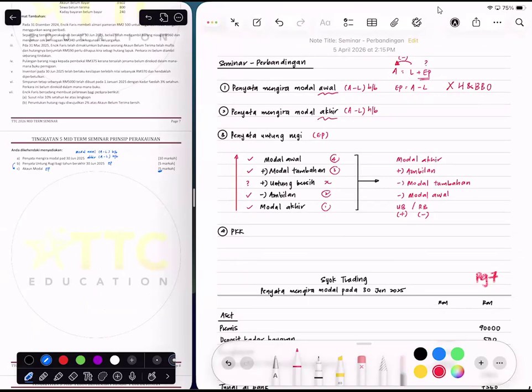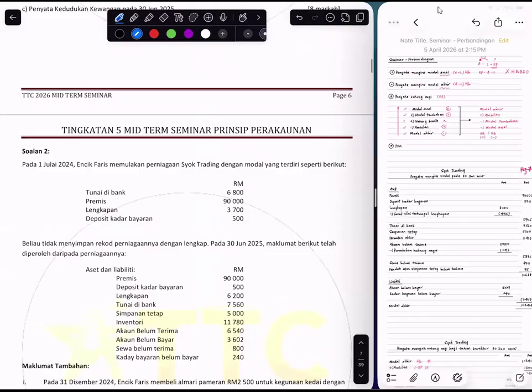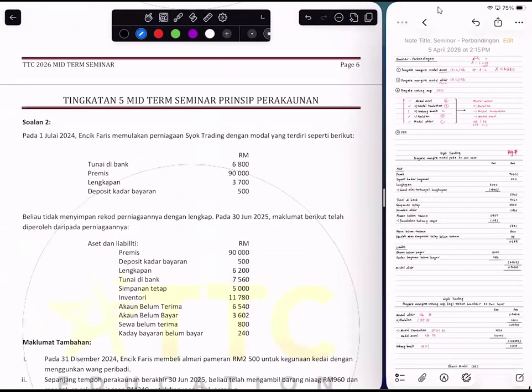Okay, so now let us move back to the question. Let's discuss the question. On 1st July 2024, the baki on the 1st July should be baki BB, right? And baki BB is for us to calculate modal awal. Okay, and some more, the boss memulakan perniagaan, starts up a new business. If it is a new business, of course it's modal awal. How can it become modal akhir, right? Okay, then we get the modal as below.